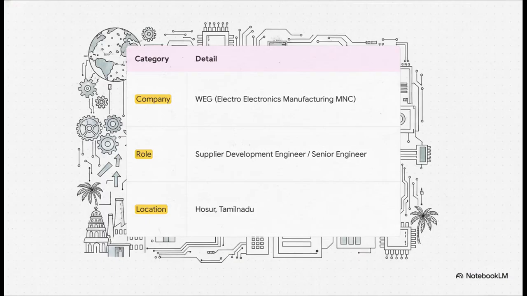Okay, so the company is WEG. They're a big multinational in the electronics manufacturing world. The role is a supplier development engineer, and it looks like there's a path to a senior engineer position, and it's all happening in HOSUR, Tamil Nadu. Simple enough. Now we've got the who, what, and where.